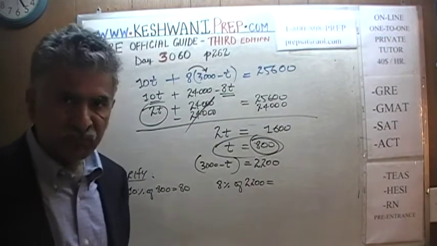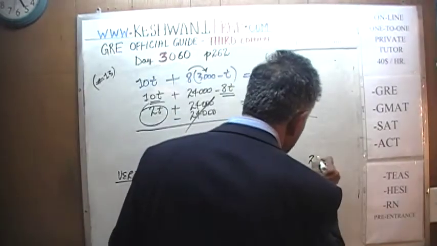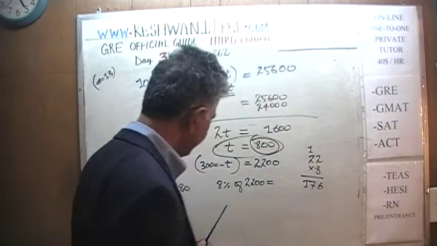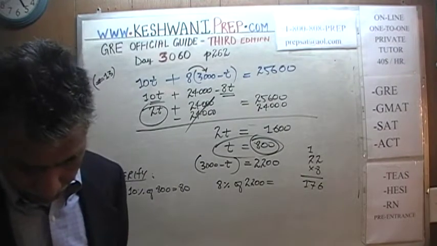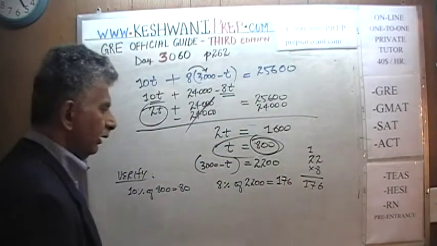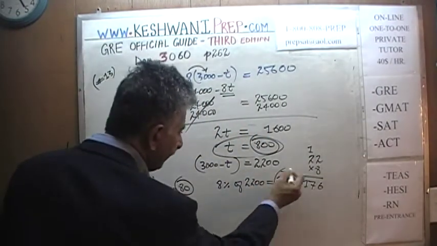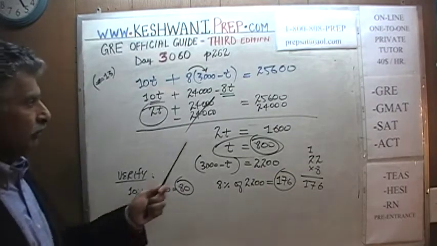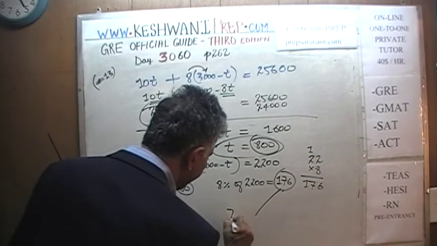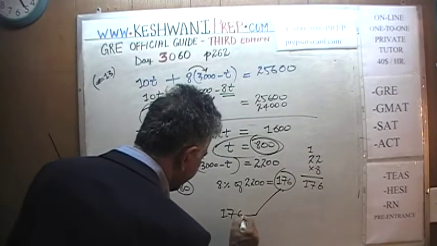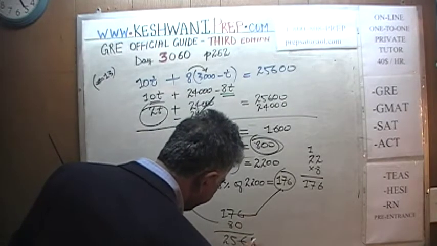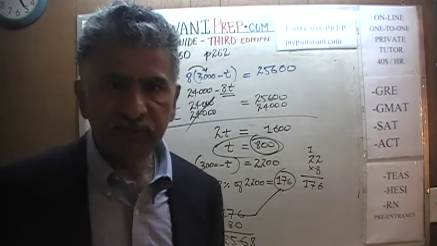How do we figure out 8% of 22? It's very straightforward. Just take 22 and multiply it by 8. 16, carry 1, 16, 17, 176. Do 176 and 80 add up to 256? Because we were told that we earned a total of 256, and they do. 176 and 80 do indeed add up to 256 that we were told we earned. And that's all. It works out.